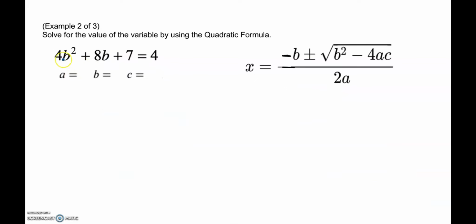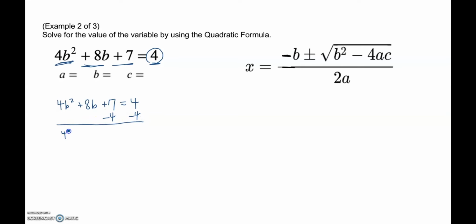Here's our second example problem. We have 4b squared plus 8b plus 7 is equal to 4. Is that in standard form? No, because this 4 has to actually be 0 on the right side. So what can we do to this equation to make it into standard form? We can subtract 4 on both sides, of course.